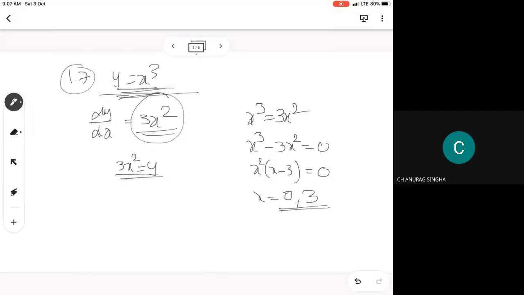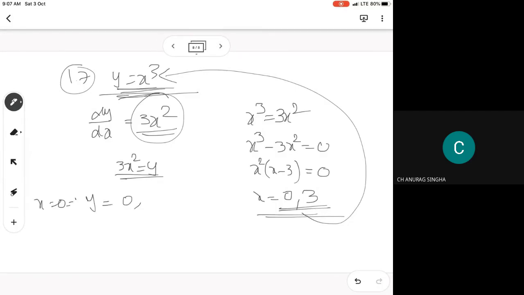So here x equal to 0 comma 3. Substitute this x equal to 0 comma 3 here. So you are going to get y equal to 0 if you substitute x equal to 0. x equal to 3 means you are going to get y is equal to 27. So the question is asking you to find the points where these hold.